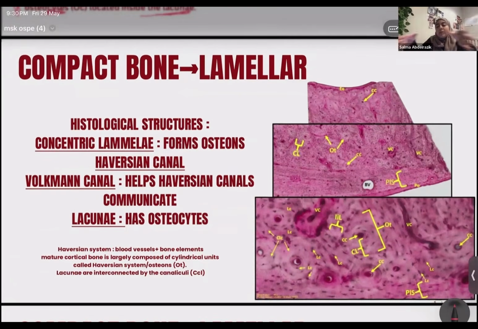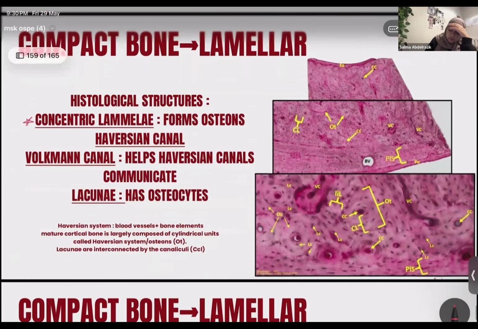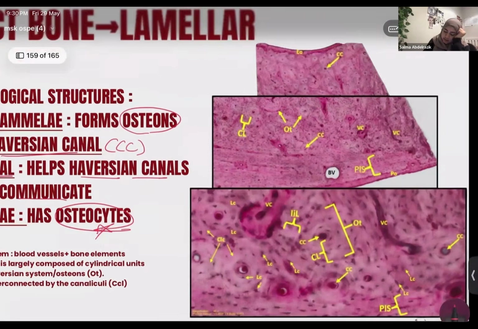Let's talk in more detail about the lamina of the compact bone. We have important structures that we need to focus on. First of all, we have something called concentric lamina, which forms the osteones. We have a Haversian canal, which is also called the central canal. We have Volkmann canal, which connects the Haversian canals to each other so they can communicate. And lacuna has the osteocytes. Let's see how this looks.